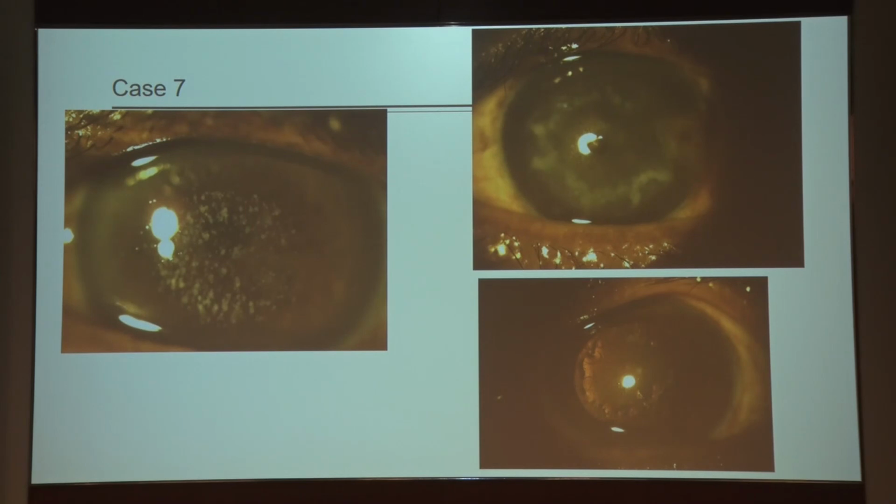Again, dystrophies also will be kept as exam cases. You should know about the different types of stromal dystrophies, how to differentiate one from the other. So that is a granular, you have the breadcrumb appearance. And how do you differentiate it from a macular? Because the intervening spaces are clear, whereas here it is all hazy and it extends up to the mid-periphery.